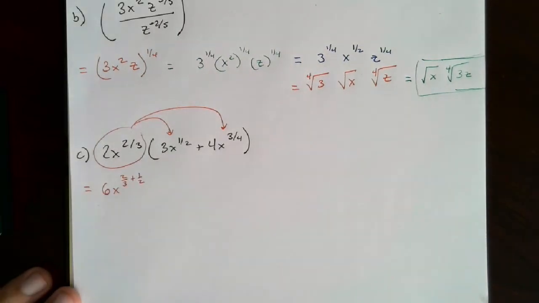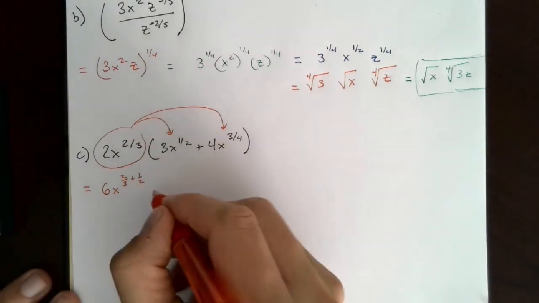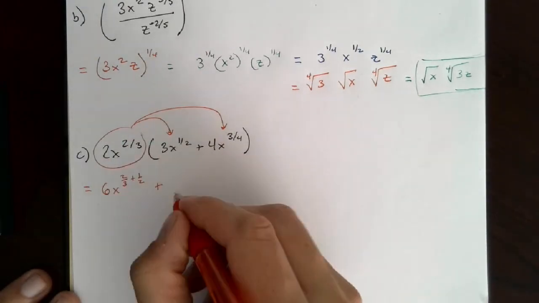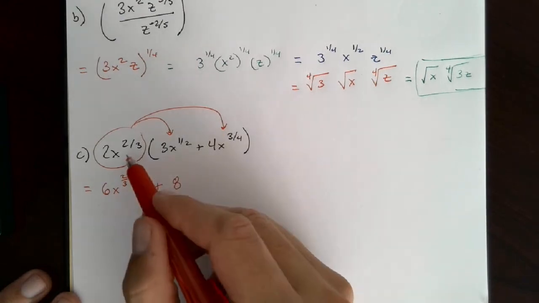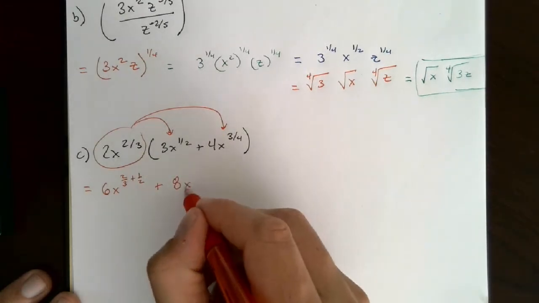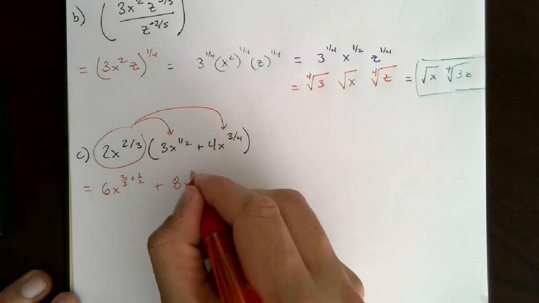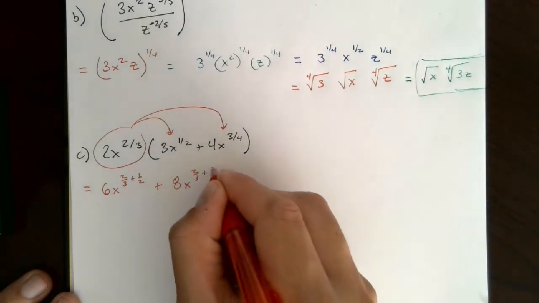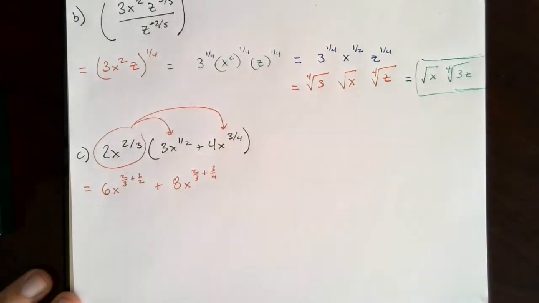I'll simplify that in a minute, but just have an understanding of where that comes from. And then distributing through here, plus 2 times 4, the coefficients give me 8. X to the 2/3 times x to the 3/4. Again, when you multiply things with the same base, you add their exponents. So this will be 2/3 plus 3/4. Now you need to simplify these exponents. You don't want to leave them as they are there.